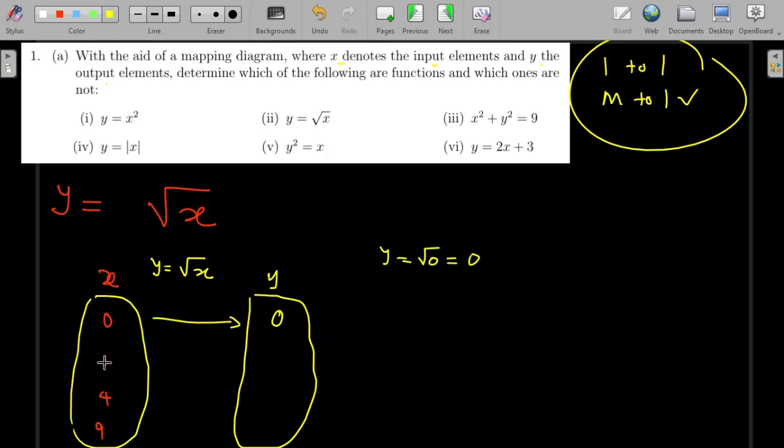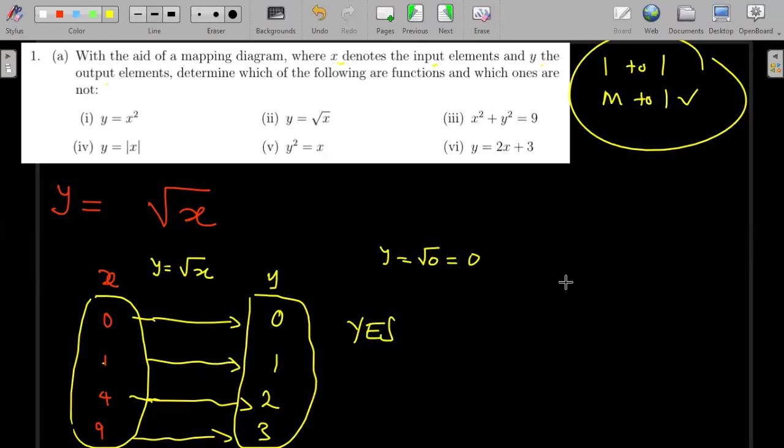If my x is 1, what would be my y? It's just 1. If my x is 4, what would be my y? The square root of 4 is what? 2. If my x is 9, what would be the root of 9? It's just 3. And then you ask yourself now, what type of function is this? This function is just one-to-one. We see that each of these input values is being mapped to only one output. So we're going to conclude that yes, this one here, number 2, is actually a function.